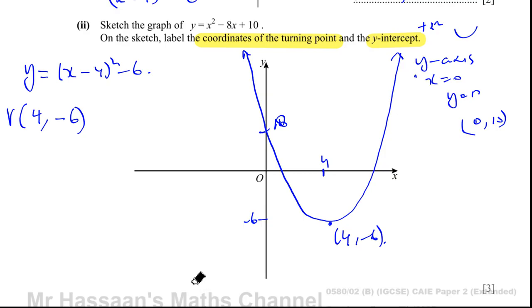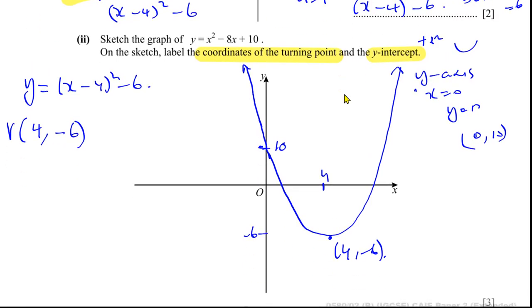So that's fine. That's how we can draw a sketch of this graph. We've labeled the coordinates of the turning point, and we've labeled the y-intercept, that's going to be 10. So all of that information that we're asked to give is given.